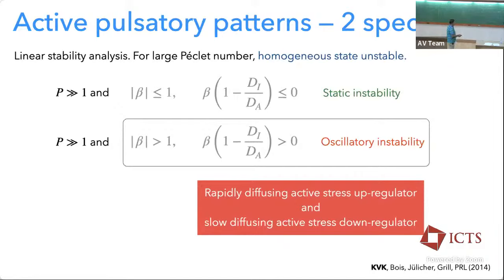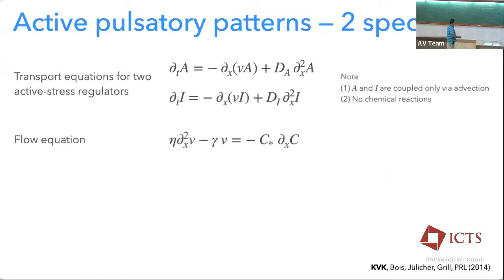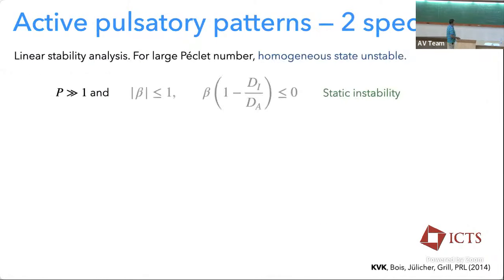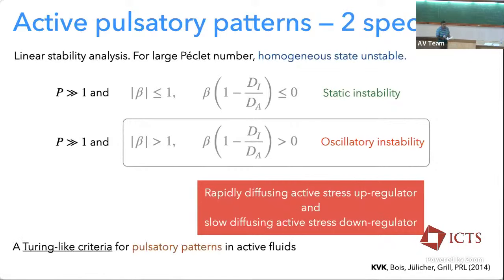What does this criterion mean? Just think about it. If you have an active stress upregulator, so beta positive here means it's an upregulator of active stress. Beta greater than 1 means this function increases as A increases. And if beta is greater than 1, this whole thing is negative. So as I increases, C goes down. So if you have an upregulator of active stress and that diffuses faster compared to the downregulator of the active stress, you get spontaneous oscillating patterns.